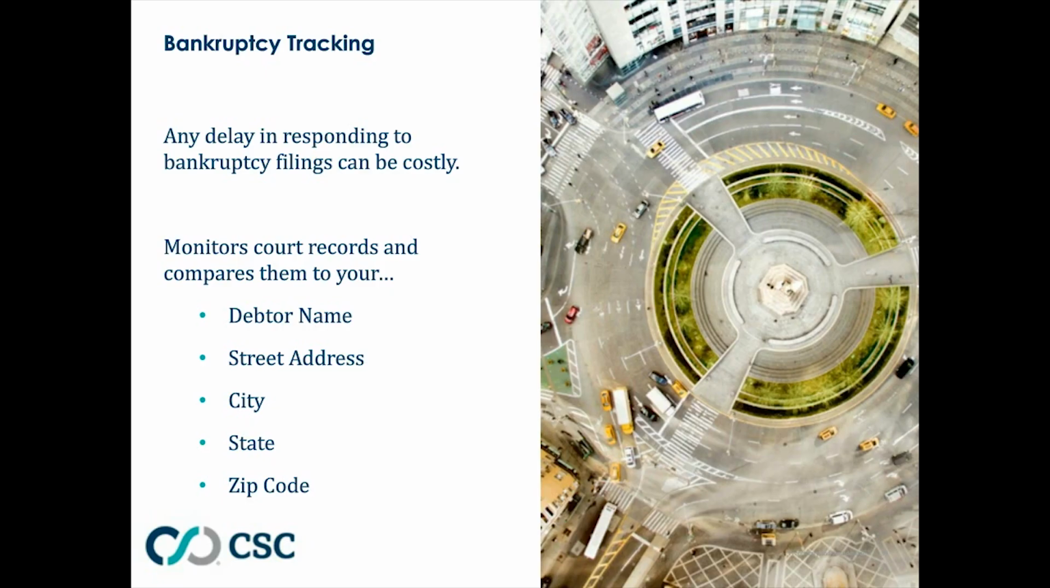And then the fourth tracking monitoring option we have is bankruptcy tracking. Any delay in responding to a bankruptcy filing can be costly. So what that means is we'll actually monitor court records and compare them to your debtor name, street address, city, state, and zip code. So we'll alert you if your debtor files for bankruptcy.